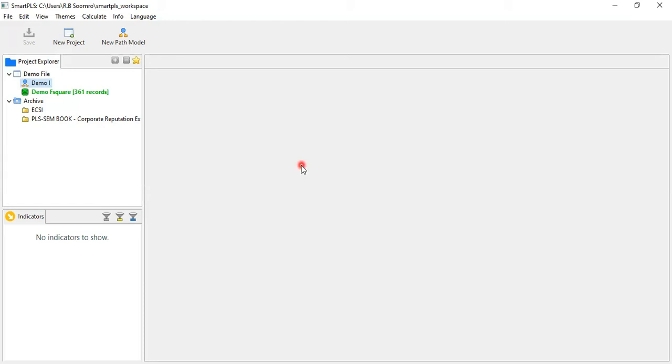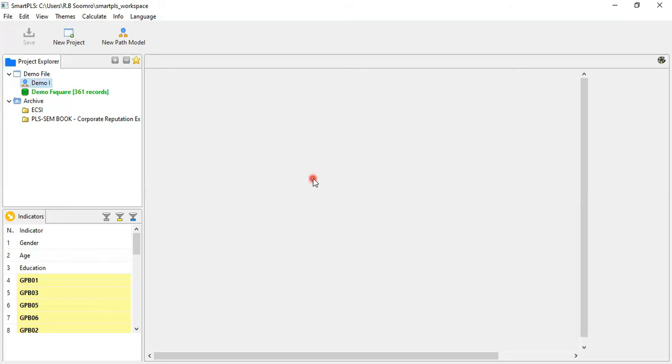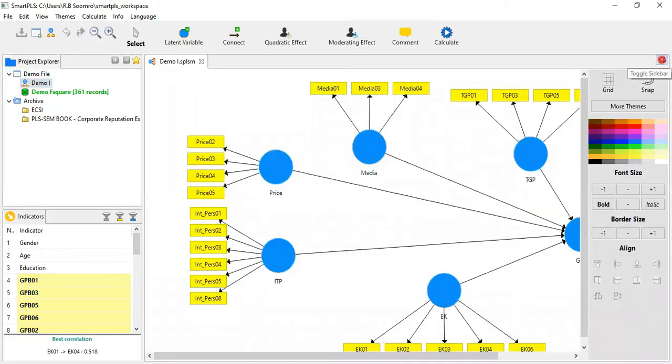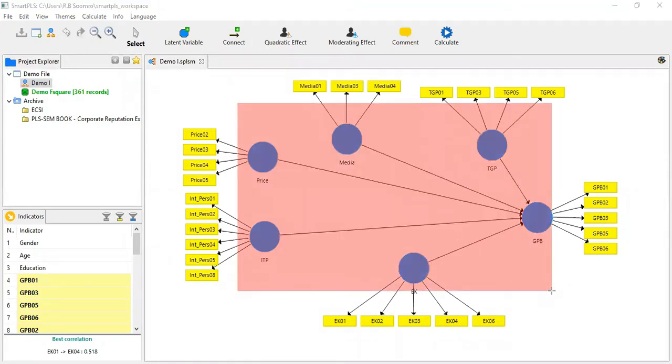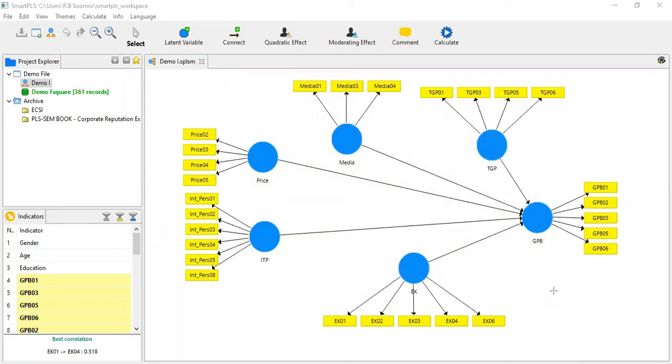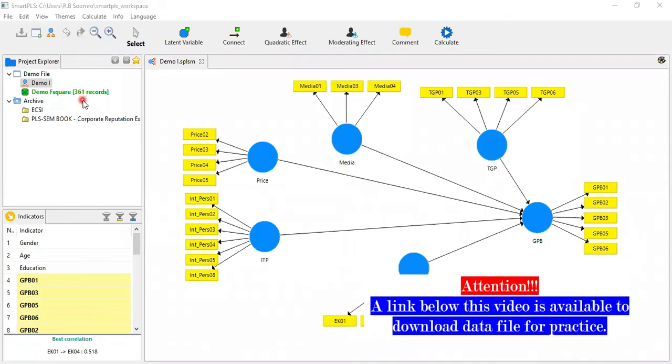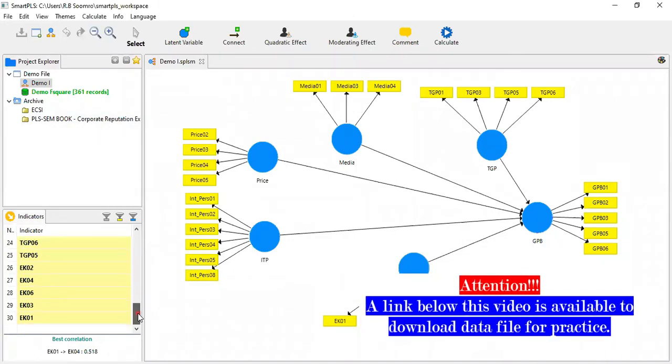Okay, now we are doing this practically in SmartPLS. Here you are looking at a very clean interface of SmartPLS. We have the demo file, and we open it by double clicking. The things are before you. First of all, we have to understand that all these constructs are reflective in nature. That's very important to consider, either reflective or formative, because depending on that we will apply that type of technique. There are 361 records, and all these are indicators of this model.